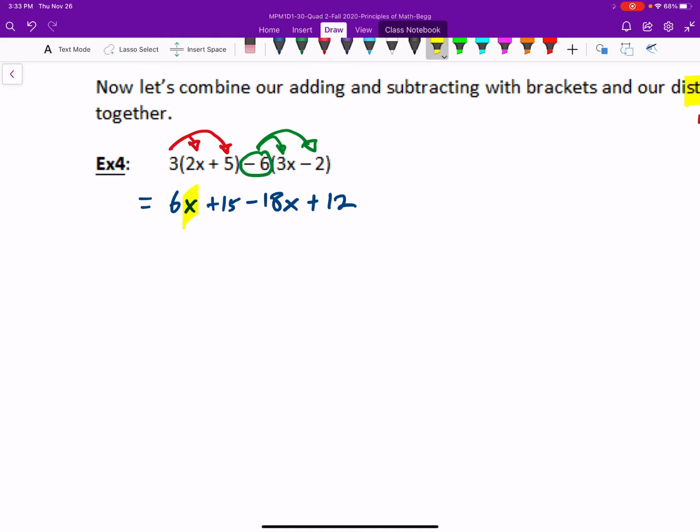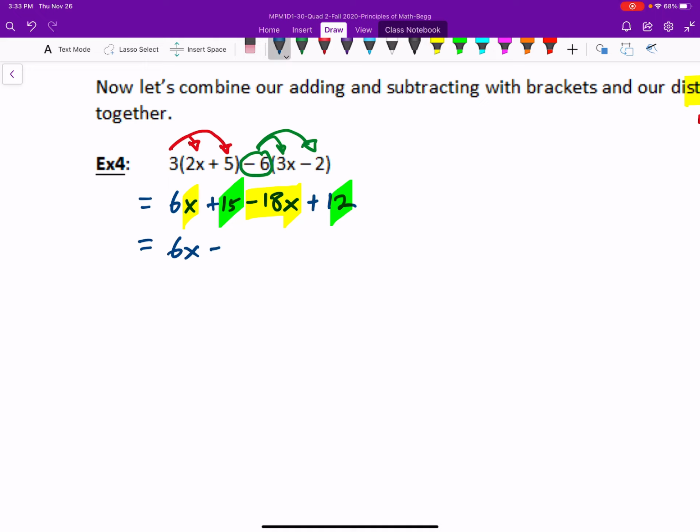Now I get to the part where I start looking for like terms, right? I've got 2x terms, I've got 2 constant terms, I'm going to put those together. Notice how I'm going to move the minus sign that's in front of the 18 with it. That's a big deal.